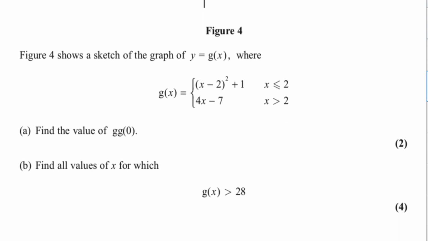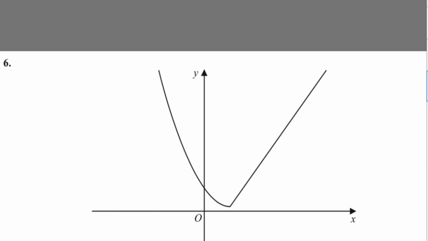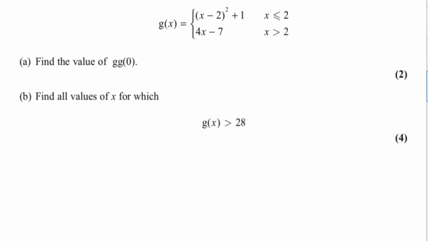Part B says find all values of x for which g of x is greater than 28. If you look at the curve, we've just found out that when x is 5, we get a height of 13. When do we get a height of 28? There's going to be 2 times that happens. Once from the x minus 2 all squared plus 1 equation, and one from the 4x minus 7 equation. So I'm just going to substitute that into each of the equations.